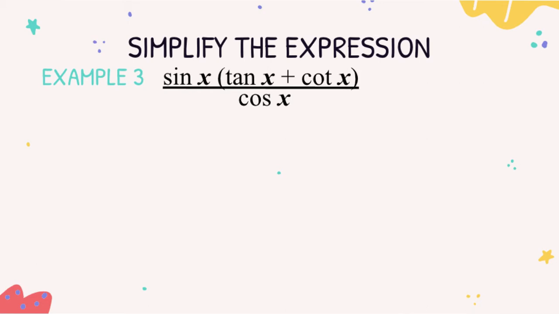Well, the first thing that I see here is that tangent x and cotangent x have a nice little relationship. So I know that I can deal with those in a little bit. I also see that sine x over cosine x also has a direct relationship to tangent.